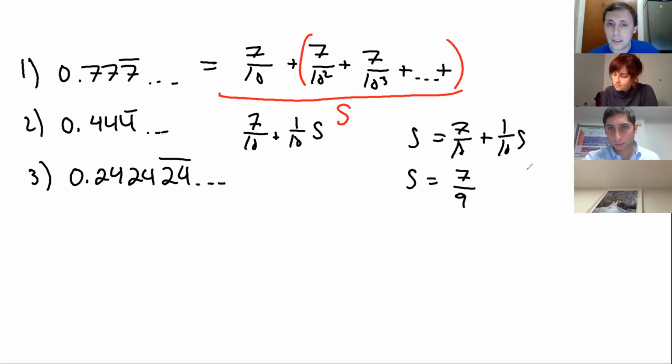I hope you see that. That's now a simple equation. 9 over 10 S is equal to 7 over 10. I can cross away the 10 and divide by 9, and I get 7 over 9.